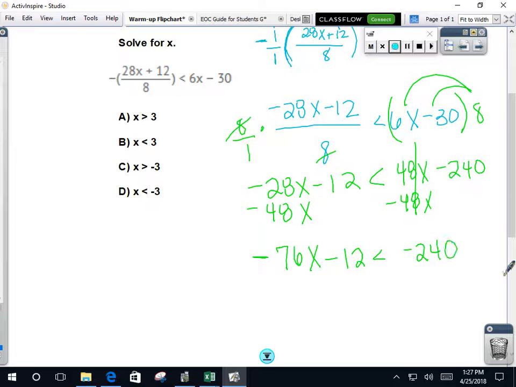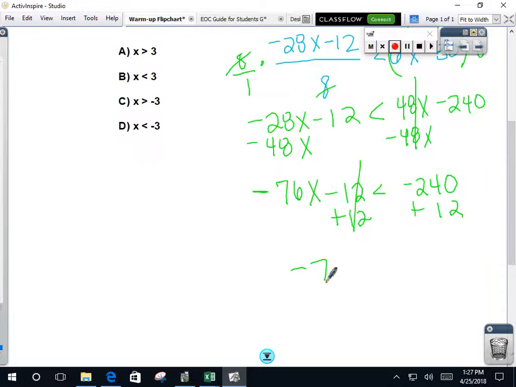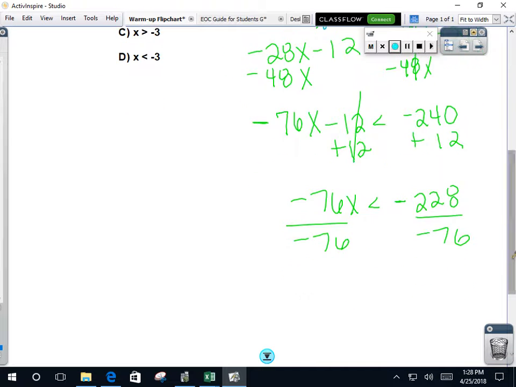Now what do I do? Add 12. It'll cancel, and then you add it over here. So now I have negative 76x is less than negative 228, right? And now what do I do to solve for x? Right? And notice that we're dividing by a negative, and what's the rule with inequalities? Flip the sign because we divided by a negative, so x is greater than 3.